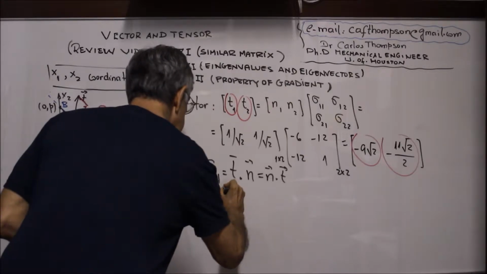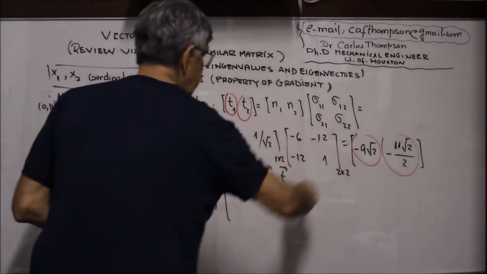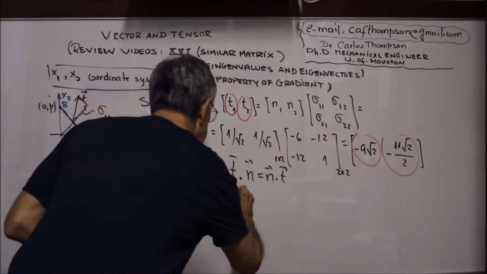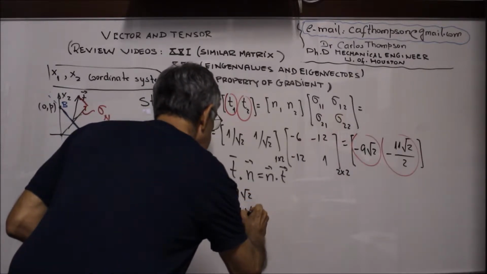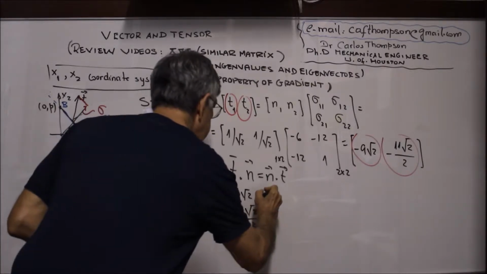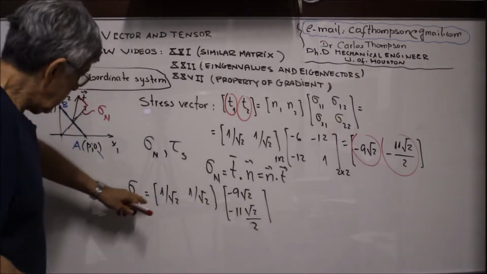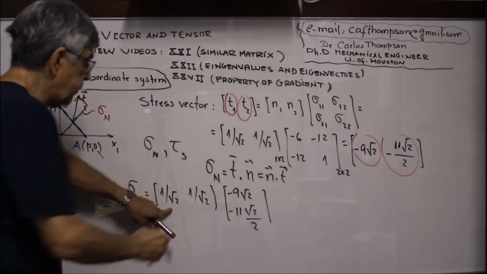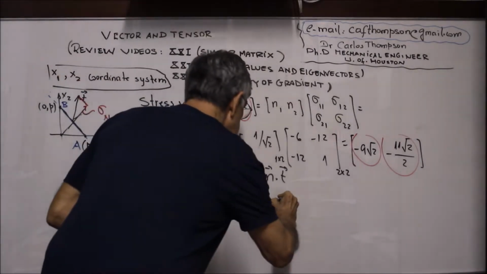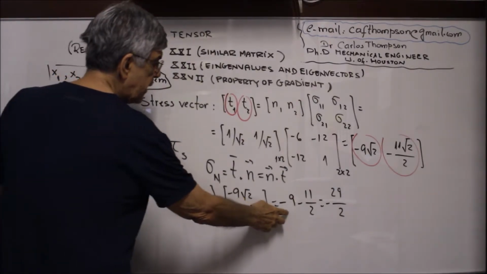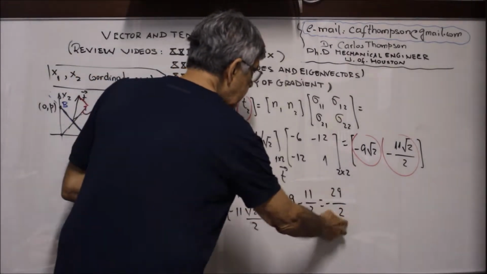See, this is n times t, okay? The stress vector is minus 9 square root of 2 and minus 11 square root of 2, divided by 2. So this is a very simple calculation. You see, look here, 1 over square root of 2 times this, the square root of 2 will cancel, so sigma n will be equal to minus 9 minus 11 over 2, so I multiply this, okay? This is minus 29 over 2.